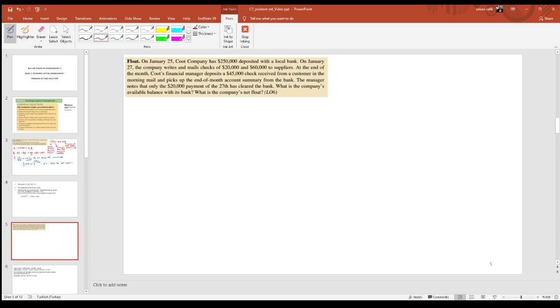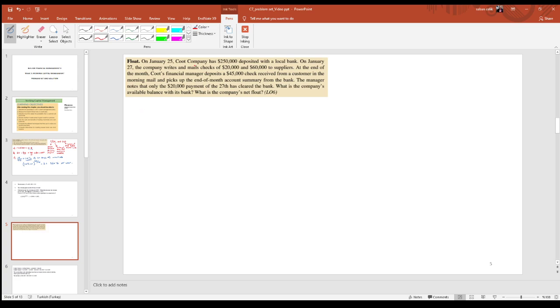The manager notes that only the $20,000 payment from the 27th has cleared the bank. So what is the company's available balance with its bank? What is the company's net float? So let's solve the problem.